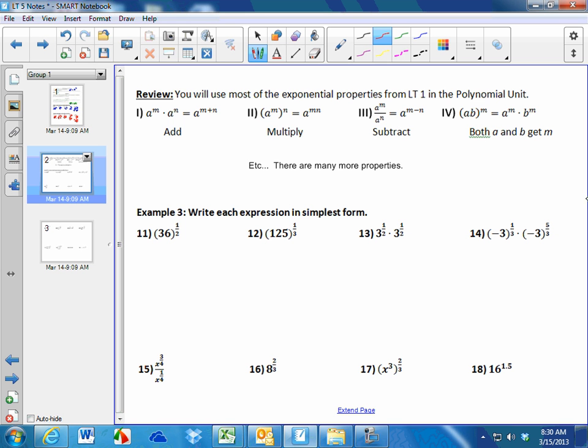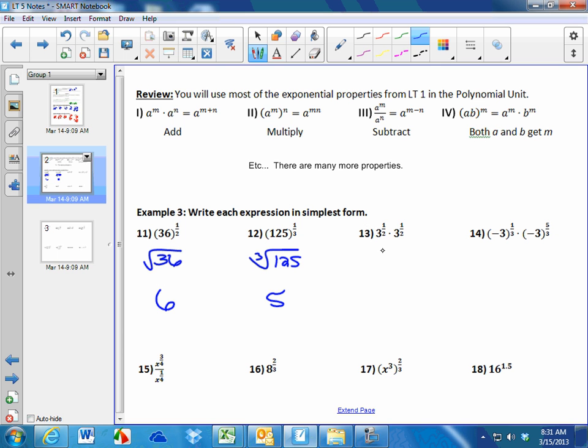Number 11. The 36 to the 1/2. Now you can realize, well, that's just what? That's just really the square root of 36, isn't it? So if you wanted to think of it that way, sure. And the answer would be 6. And now, the goal here, by the way, I forgot to say this, the goal is to try to do every single one of these problems without touching the calculator. We might have to on the last two, but we won't until then, okay? That's the goal. 36 to the 1/2. Square root of 36, 6. 125 to the 1/3. That's the cube root of 125. That'd be 5.